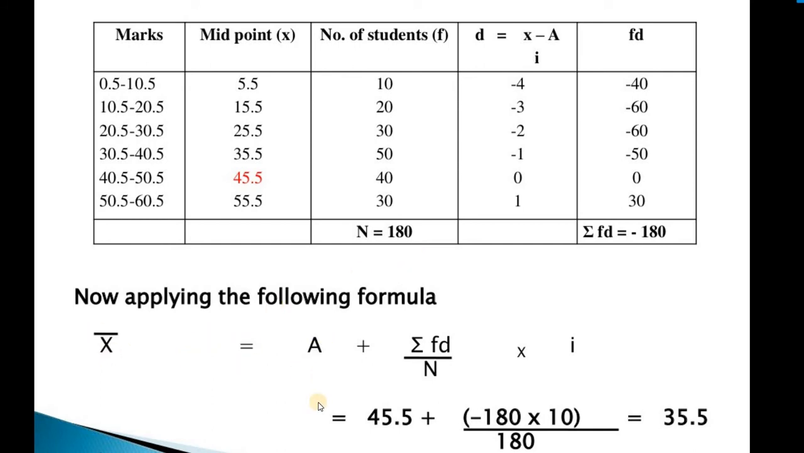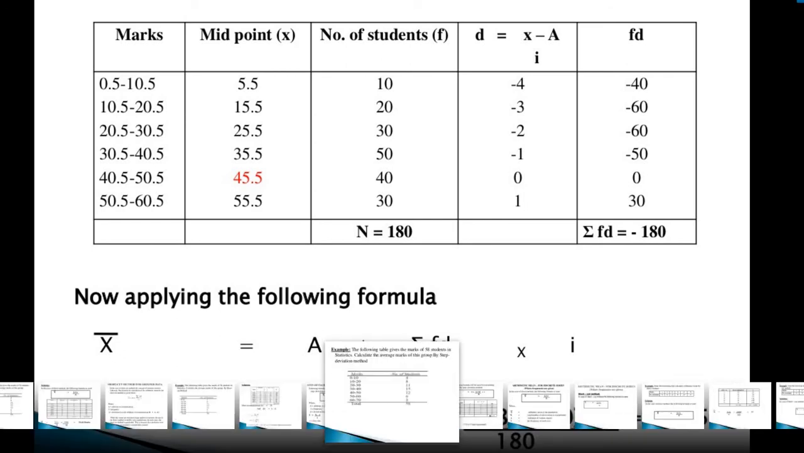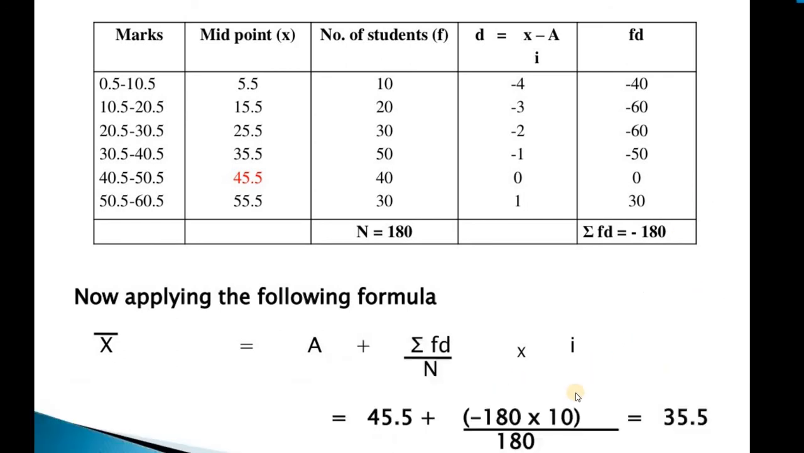Then x bar equals a plus sigma fd divided by n into I. I means C, so instead of I you can write C also. So sigma fd divided by n into C, plus 45.5, which is the assumed mean. Sigma fd we got is minus 180, into C, which is the class interval 10, divided by n. The answer will be minus 10. First you need to do this step, after that you add it to 45.5. Then you will get the answer 35.5.